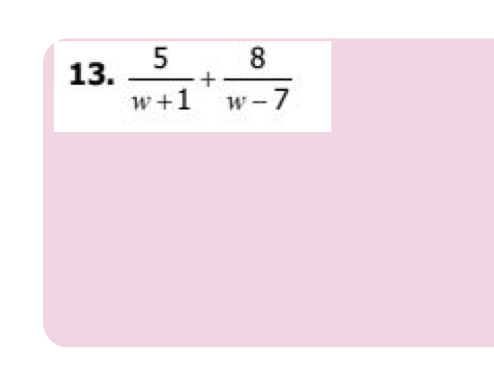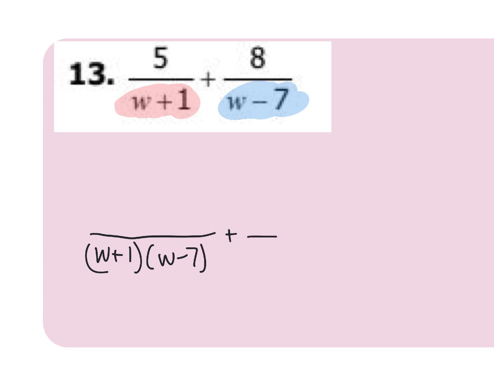And back to the whole color coding thing, that helps me to kind of visualize this. I'm gonna make one of them one color, and I'll make one of them the other color. And again, anytime we're making a common denominator, we have to have every single color represented. So I need w plus 1, and I need w minus 7. Okay, when we do this now, we'll keep those colors there, same process as before.